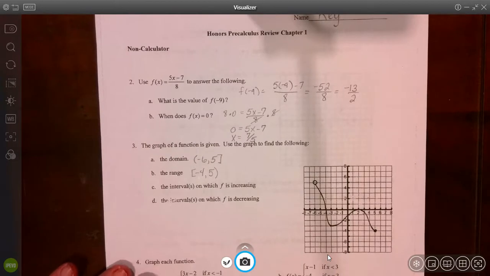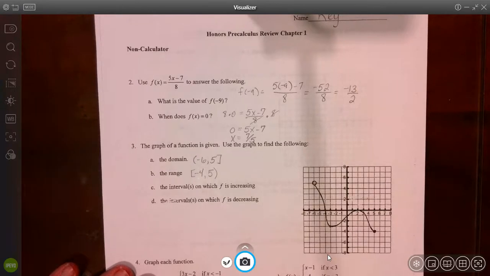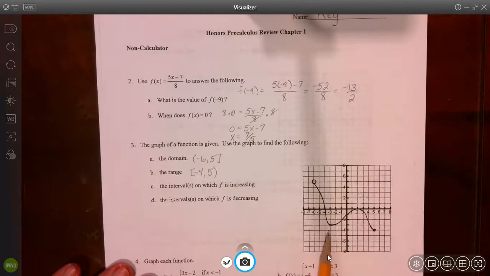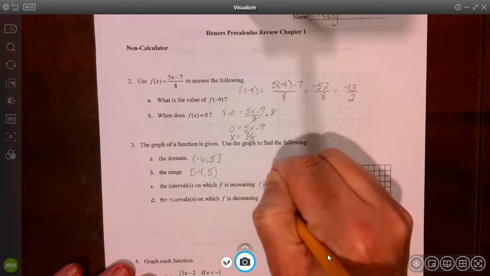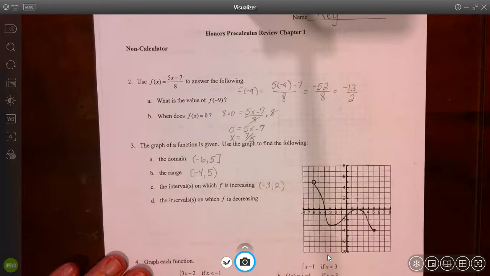The intervals on which f is increasing, so where is this graph going up? Remember when we talk about intervals of increasing and decreasing, they're always open intervals, so we always use parentheses. And remember, we only care about the x-coordinates, from what x to what x. Right, so increasing means that we're going up as we go from left to right. So we start going up from here. We continue to go up until we go here. So my x values, this is from negative 3 to 2. So we're increasing from negative 3 to 2.